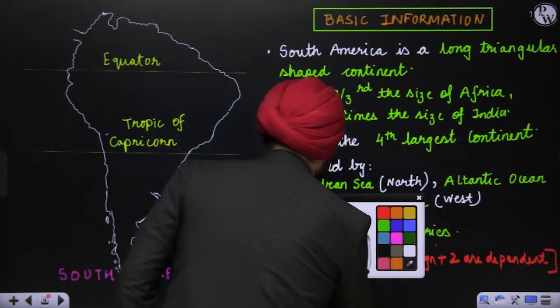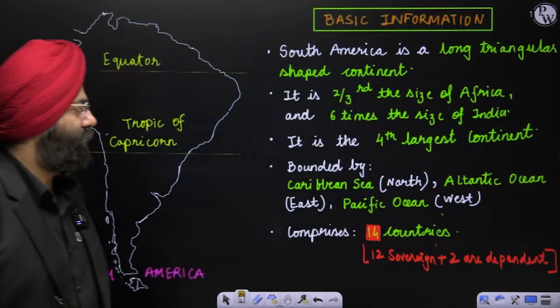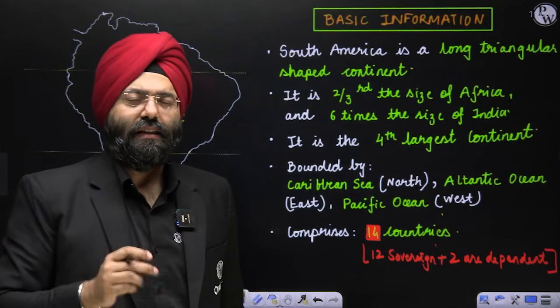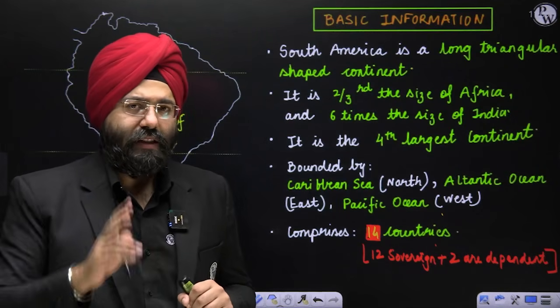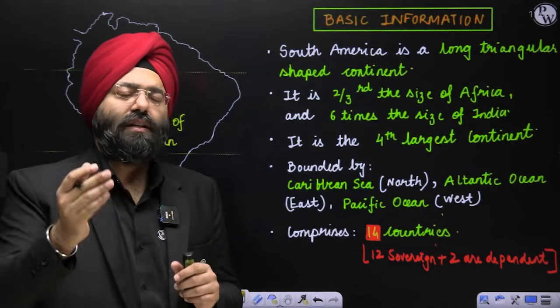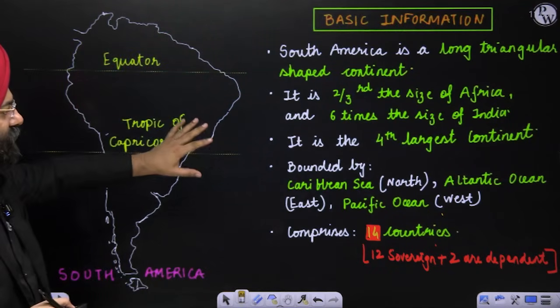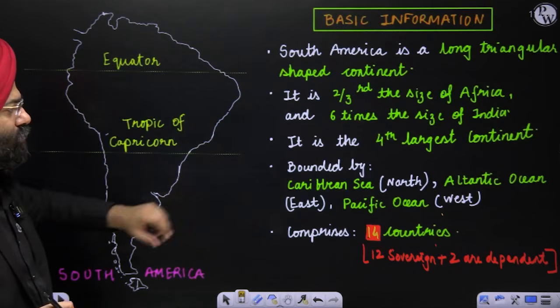Let me mark it here. There are 14 countries, out of which 12 are sovereign. That means they have their independent existence. But there are 2 of them which are dependent, or a territory of some other country, which we will see also, right? So this is basic information that you should very well have: 14 countries, 12 sovereign and 2 dependent.